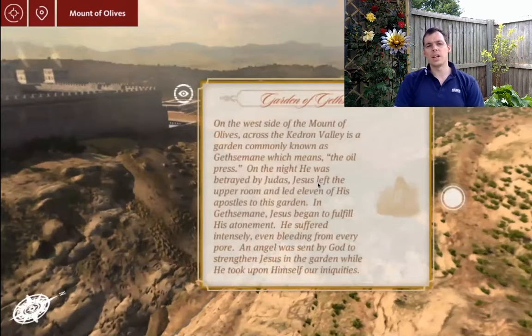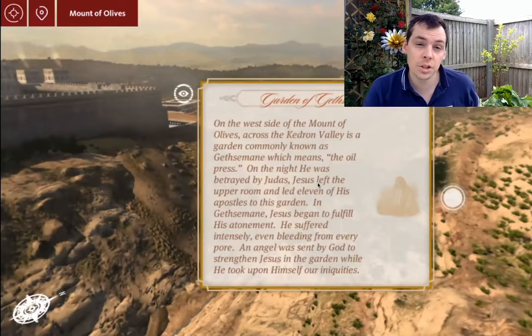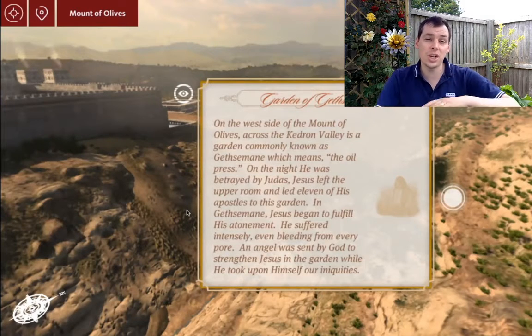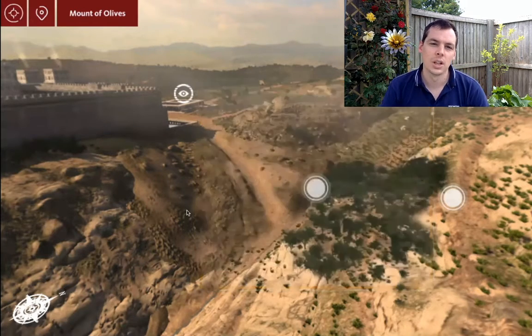Now, where we are here is the Mount of Olives, and we're looking at the Garden of Gethsemane. You can see how close they were to Jerusalem at that point, and you can see the sheer size of the temple when you're up on that rock.